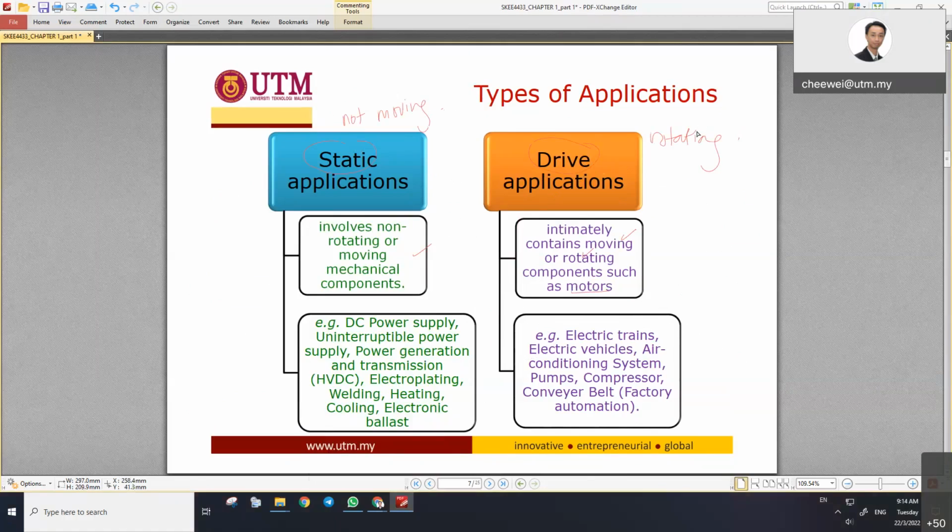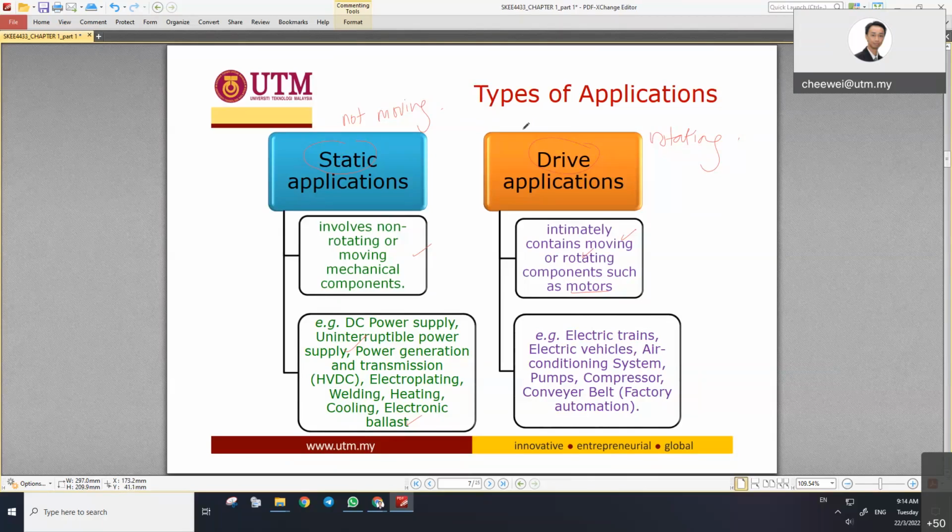Examples of static converters: UPS, uninterruptible power supply. Power generation and transmission. You see the transmission line, anything moving? No, it's static. Welding, heating, cooling, electronic ballast. Electronic ballast is for the lights. LED lights also need electronic control. So everything is not moving, not involving any kinetics. So it's called static.